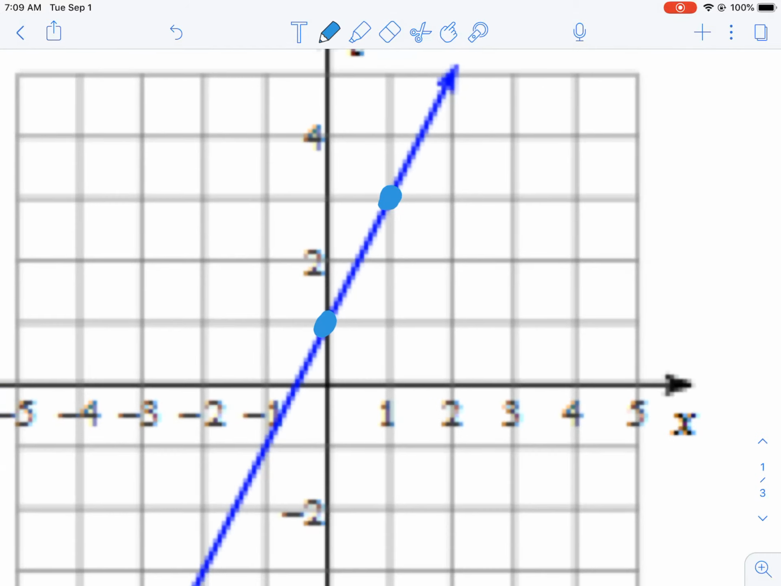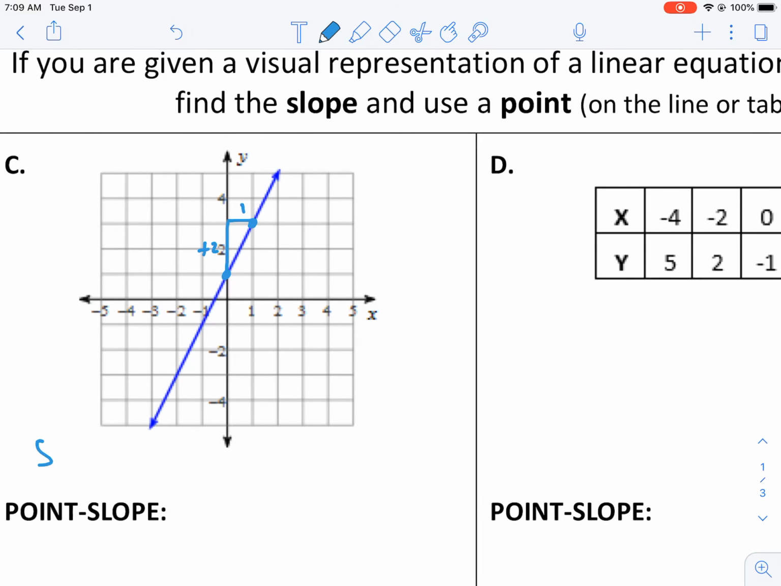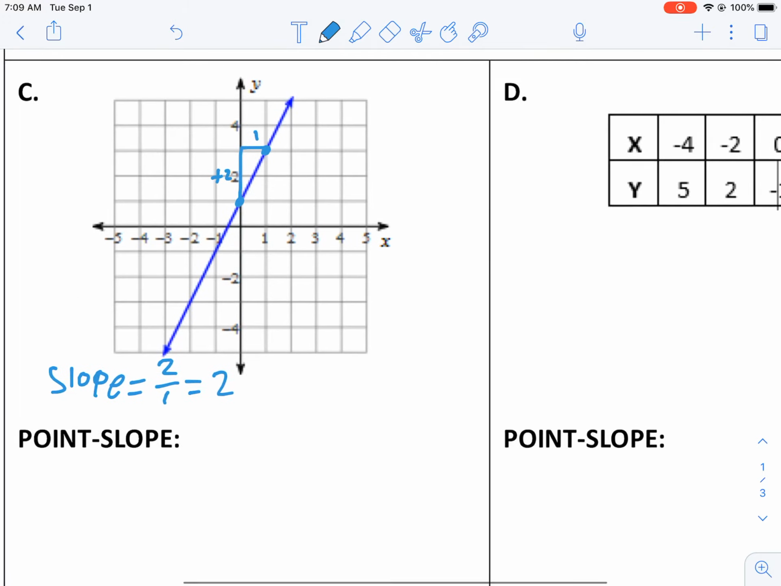So we've got 2 points here. Now we just count the rise and the run. So we're going up 2 over 1. So our rise is 2 and our run is 1. So we got 2 over 1, which equals just 2. So I'm going to put our slope in, all right?